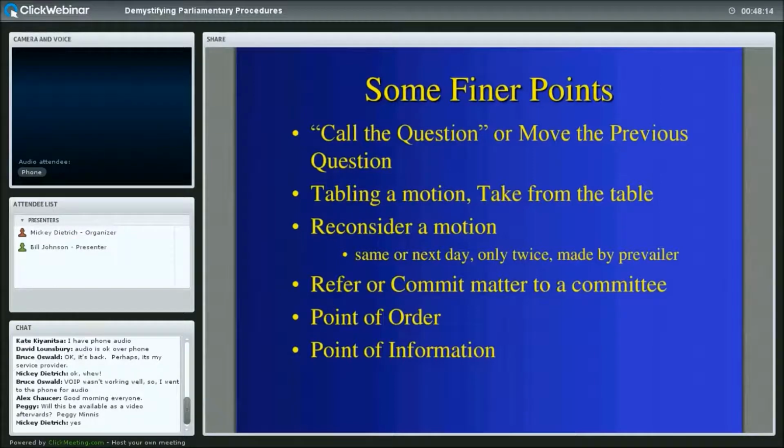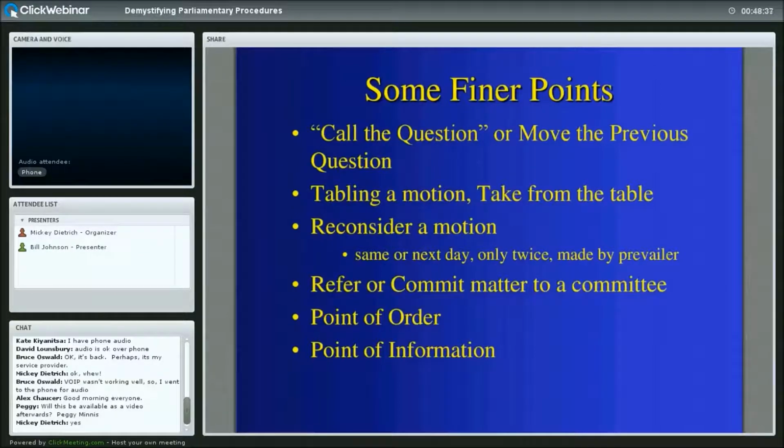So the prevailing side can say, I want to make a motion to reconsider our previous vote, and that would allow it to be reintroduced. But notice that the losing side doesn't have the ability to do that. That's important. Otherwise, motions would continually be reintroduced by the losing side because they want to keep having it revoted on.